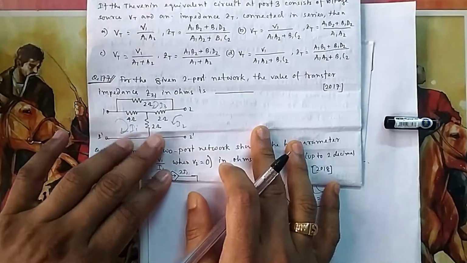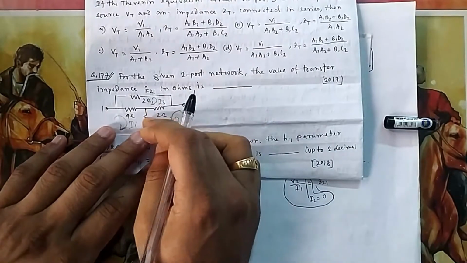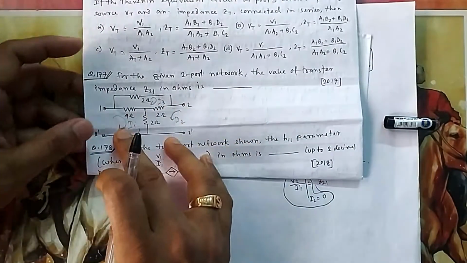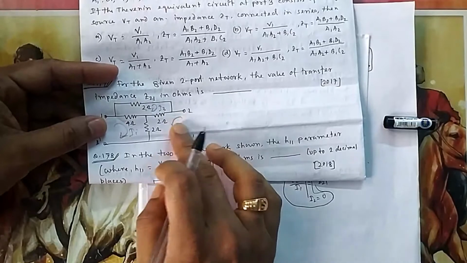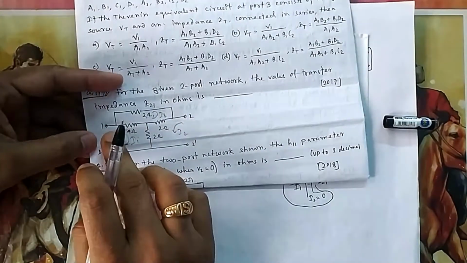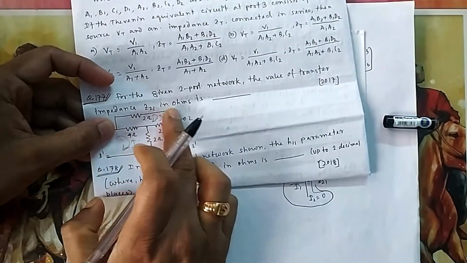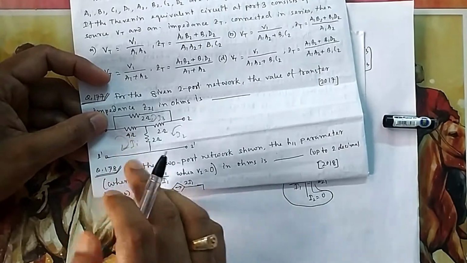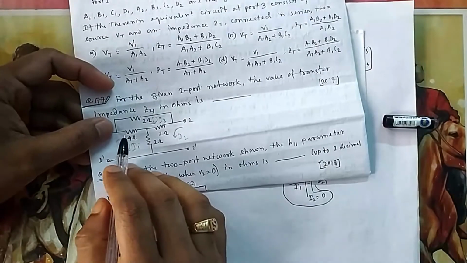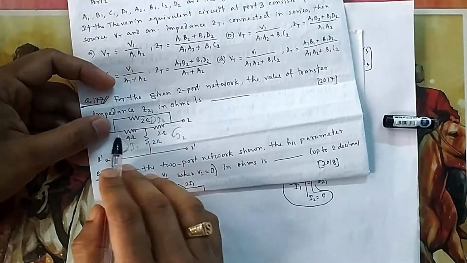But what you need here is V2 by I1. So what is this V2 voltage? This plus this, if you take KVL this way. No current is flowing from this side. So what will be your I1 current? After coming here it has two paths, one path is this, one path is this. So this current has two branches. This branch is 4, this branch is also 4. So I1 will be divided by 2.